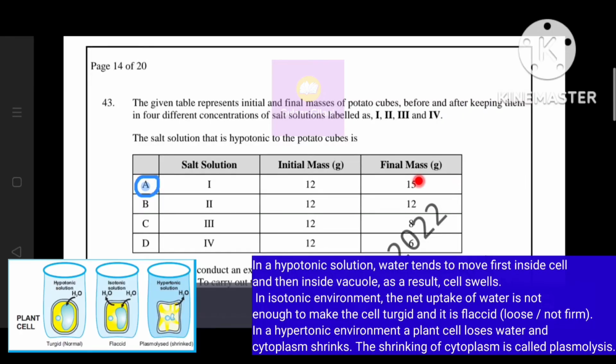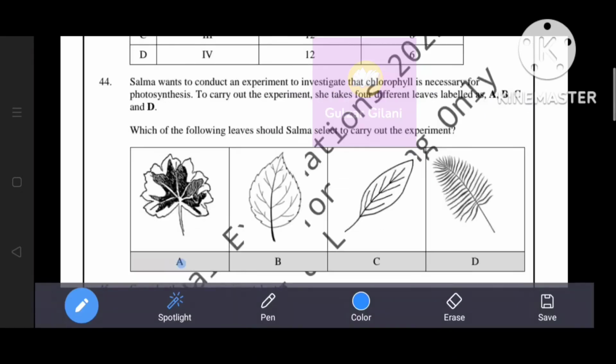So the correct answer is option A, जिसमें हमें final mass में increase नजर आ रहा है, means A is the correct answer. Next question. Selma wants to conduct an experiment to investigate that chlorophyll is necessary for photosynthesis. To carry out the experiment, she takes 4 different leaves labeled as A, B, C, and D. Which of the following leaves should Selma select to carry out the experiment?